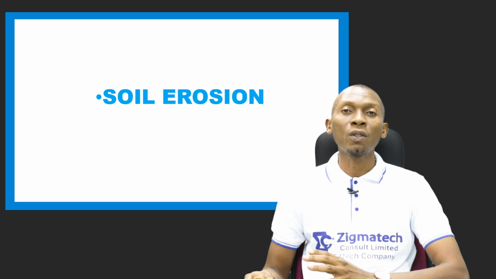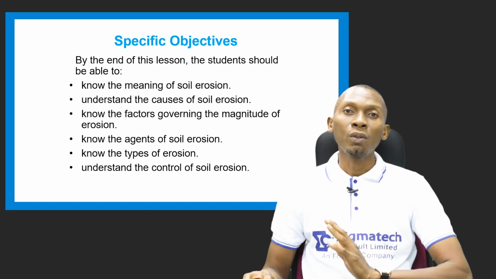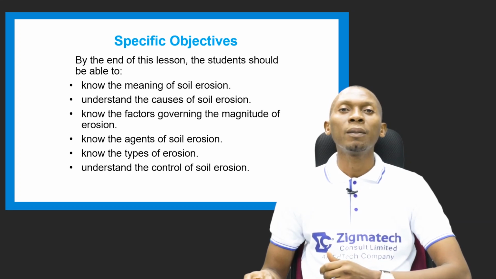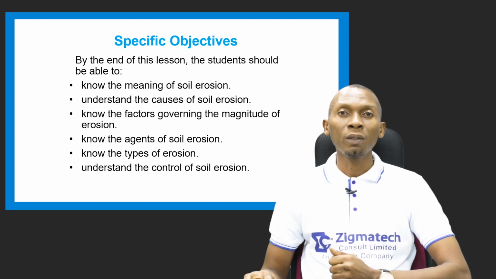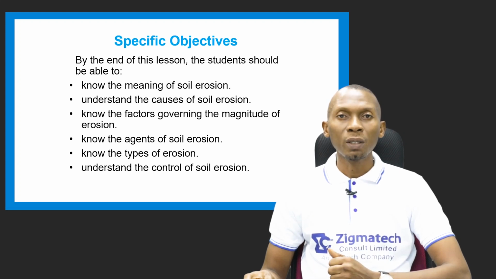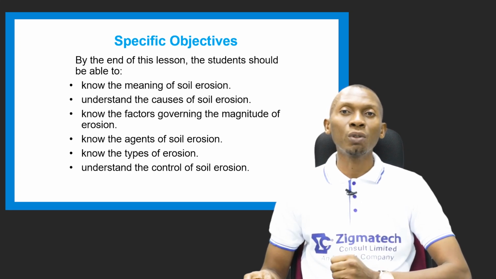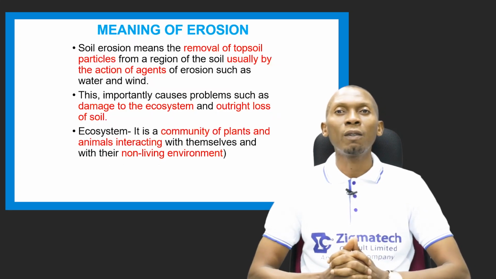So our topic for today is soil erosion. By the end of this lesson, you should be able to state or know the meaning of soil erosion. You should also be able to understand the causes of soil erosion. You should know the factors governing the magnitude of erosion, and also know the agents of soil erosion. You should also know the types of erosion. And finally, you should also understand how to control soil erosion. Let's start by looking at the meaning of erosion.